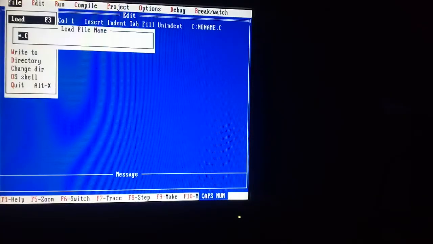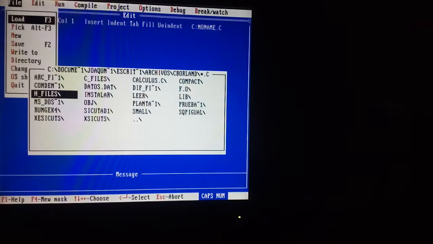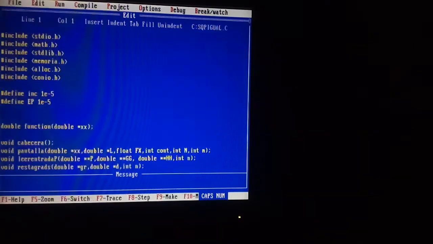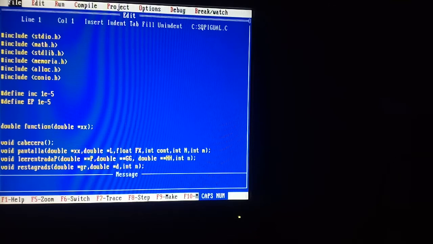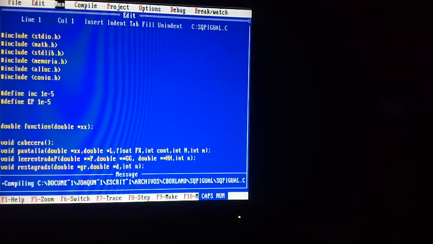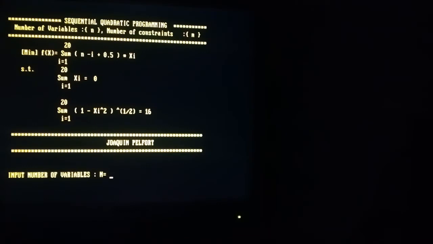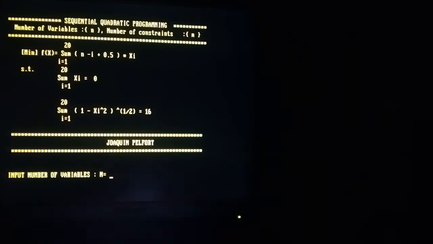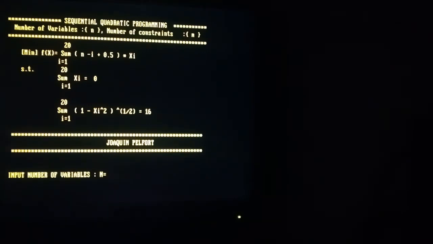Everybody, this is Kim, and this time we are trying to solve the optimal shape of a catenary by means of sequential quadratic programming. So let's run this program. We have a catenary that is dangling by means of two hooks, a distance of 16 feet apart.